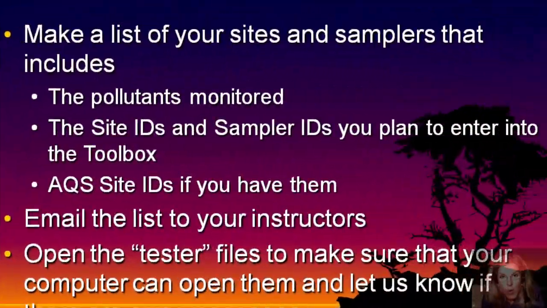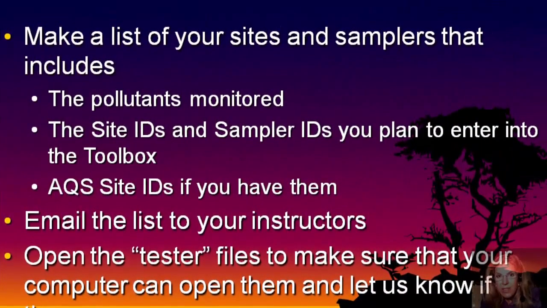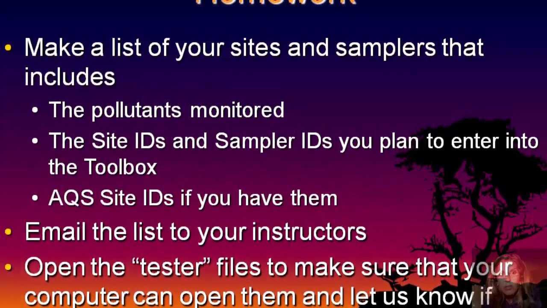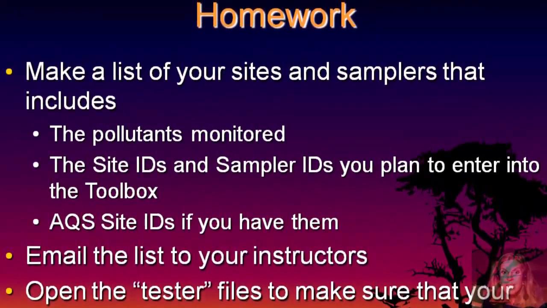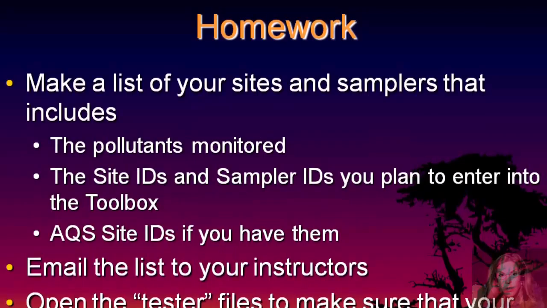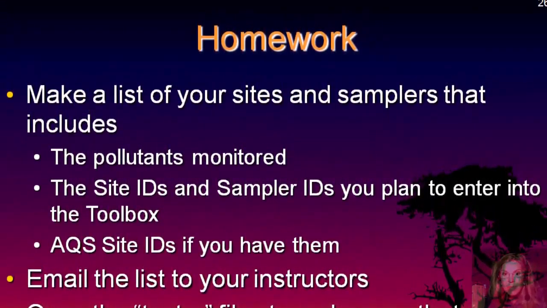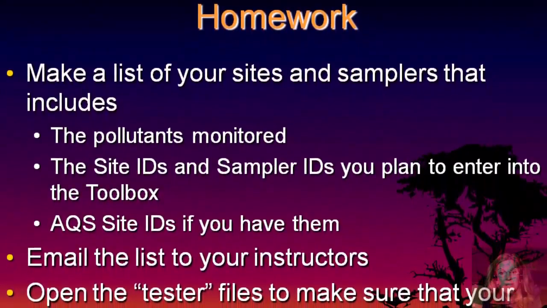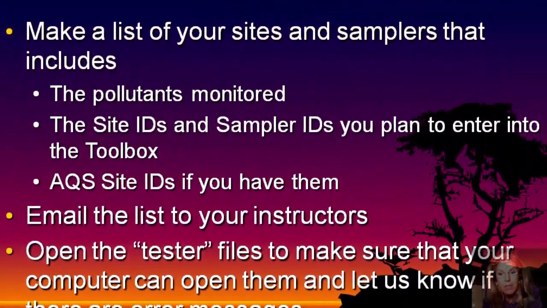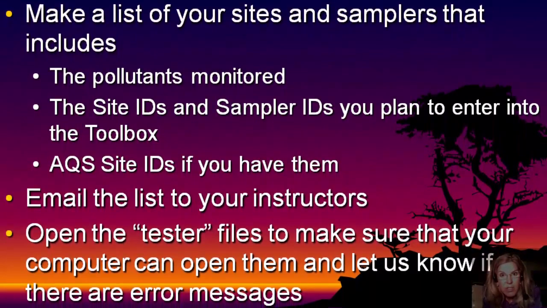machine malfunction. The homework for this module is to make a list of your sites and your samplers that includes what pollutants you monitor or the MET parameters that you monitor for, the site IDs and sampler IDs that you plan to use in the toolbox, AQS site IDs if you have them, and if you don't, then we can talk with you about working with your regional AQS person to get the AQS site IDs that you should be using. And then email us that list, and also open the tester files to make sure that your computer can open them, and please let us know if there are any error messages and we can work with you on that. Thank you very much, and that was Module 2.